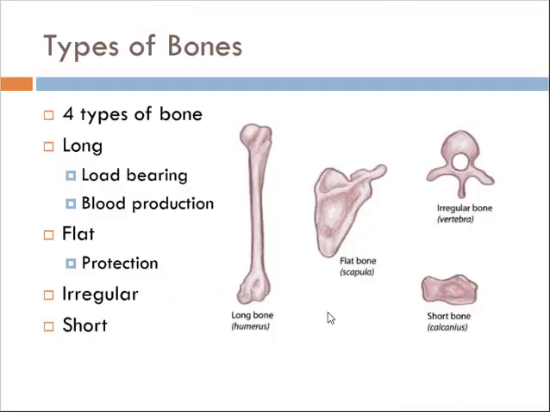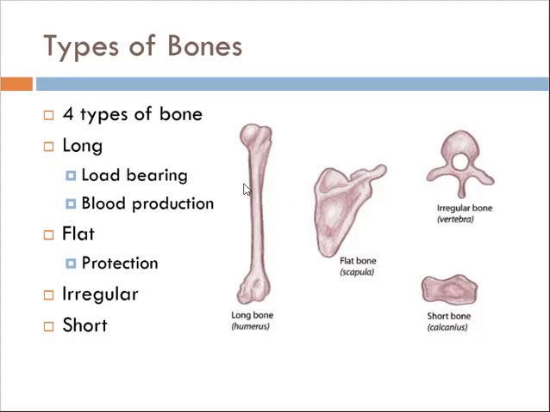Now there's four types of bones of the body. Most of the bones that you're familiar with are long bones, but you do have flat bones, irregular bones and short bones, and in the end, bone is bone. These long bones are load-bearing. The bones act as levers for the muscles to pull off of.